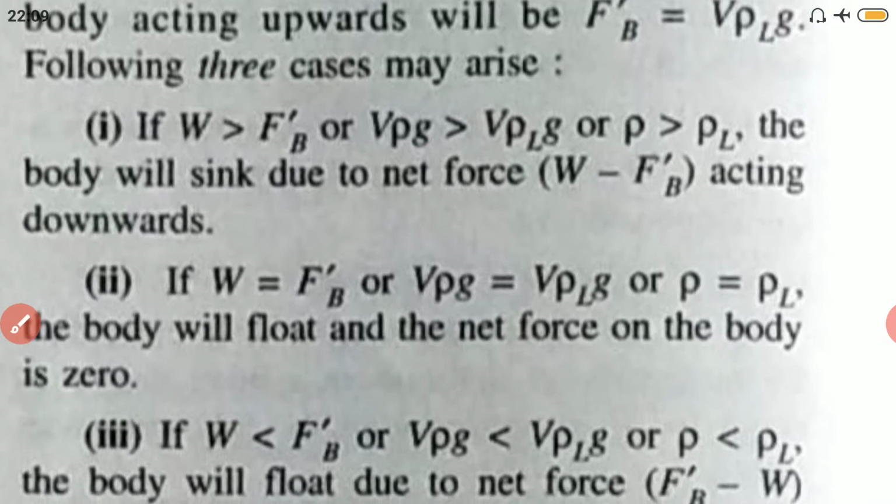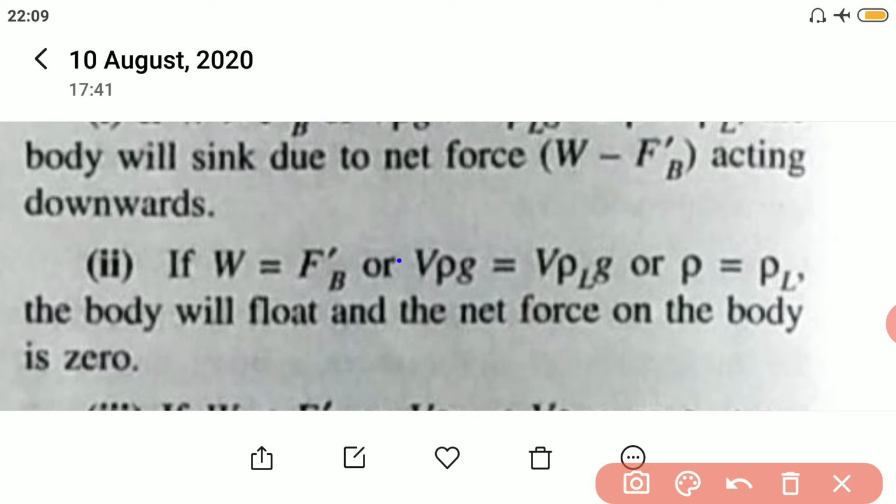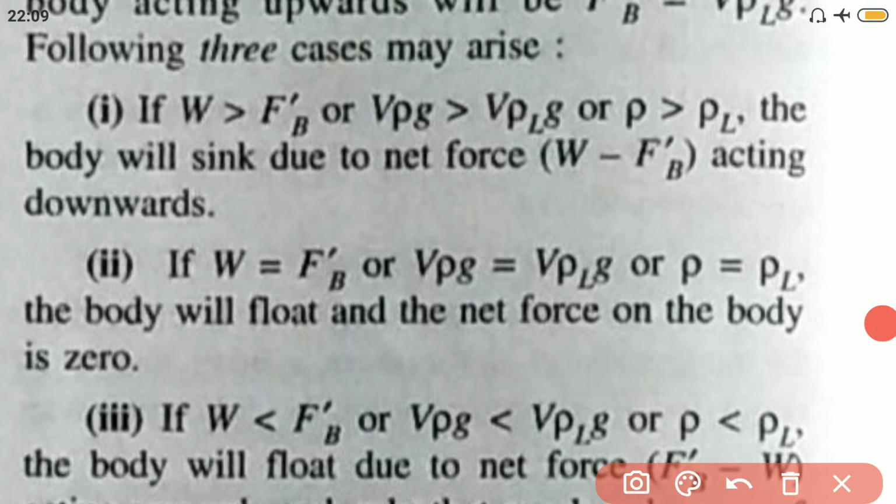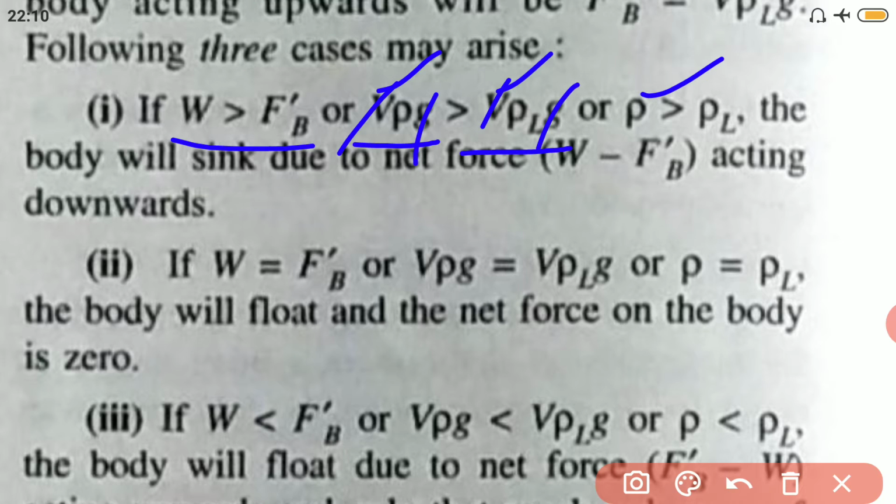Number 1, if W is greater than FB dash, or I can write V rho g is greater than V rho L g. These were the formulas which we have just been introduced in the above paragraph. This V and V get cancelled because they are the same, and this g and g also get cancelled because they are the same, that is acceleration due to gravity. Hence I can write rho is greater than rho L. That means the density of the solid is greater than the density of the liquid.